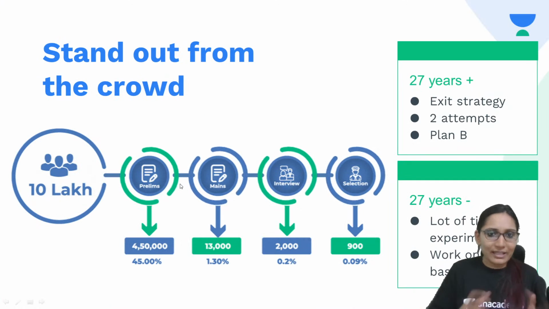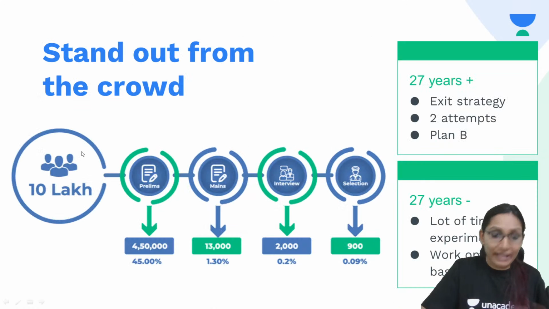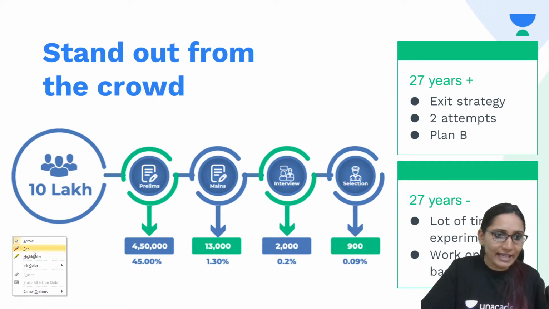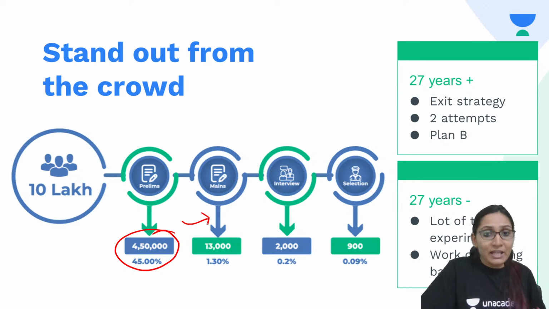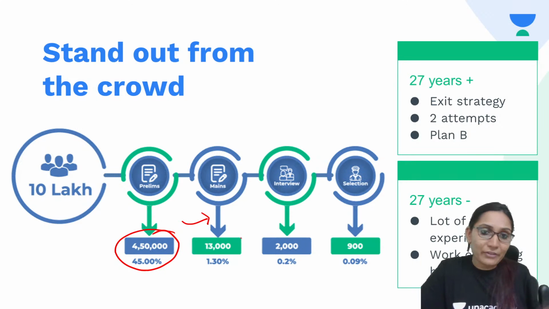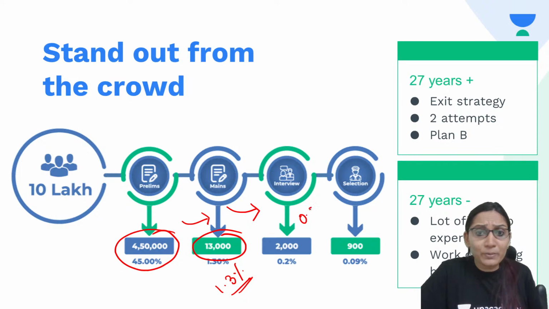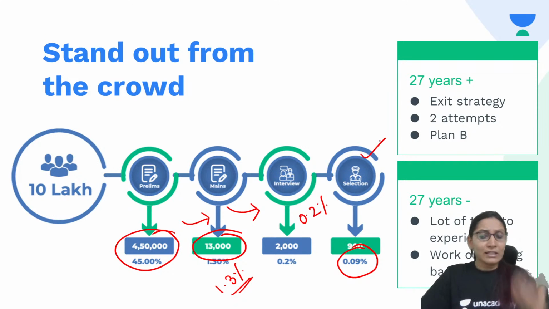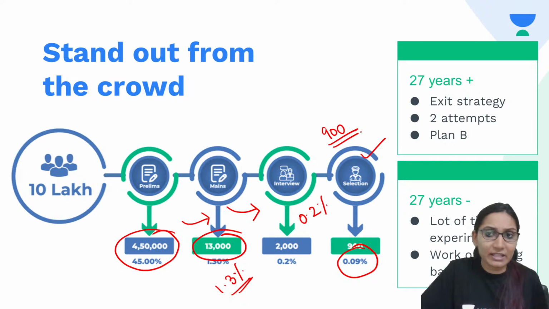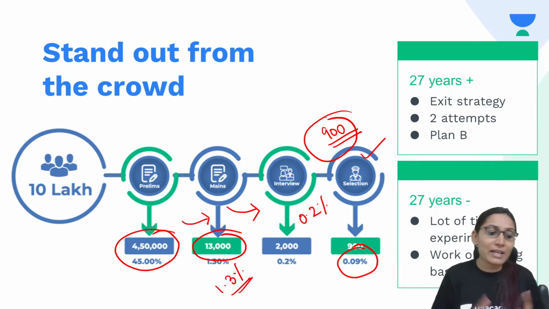As you all know, almost 10 lakh aspirants apply every year for the examination, and out of them almost 4.5 lakh, about 45%, appear for the prelims. You should see how difficult it is to enter the final list. From the prelims, about 13,000 get selected to write the mains, that is about 1.3%. From there, about 0.2% appear for the interview, and 0.09% of the students get selected to various services, about 900 vacancies. So definitely the competition in this exam is very high and it demands smart work from you.